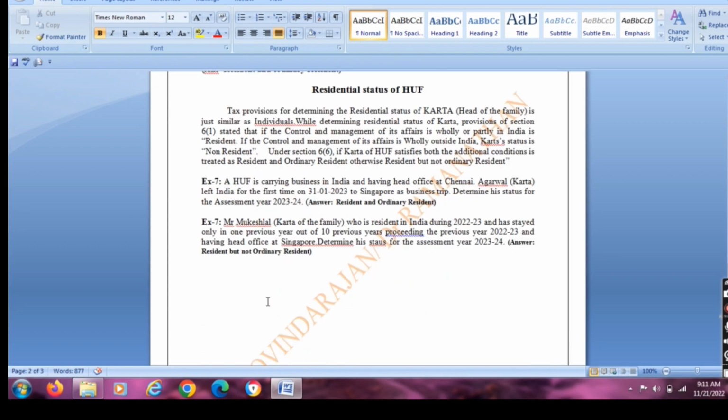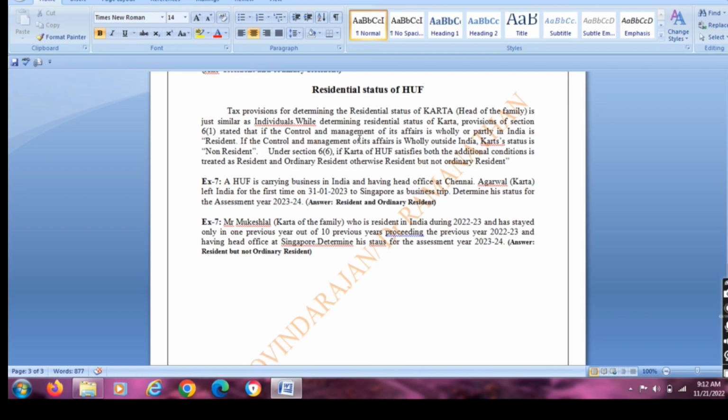Tax provisions for determining the resident status of Karta, head of the family, are just similar to individuals. While determining resident status of Karta, provisions of section 6 subsection 1 state that if the control and management of its affairs is wholly or partly in India, it is resident. If the control and management of its affairs is wholly outside India, Karta's status is non-resident.